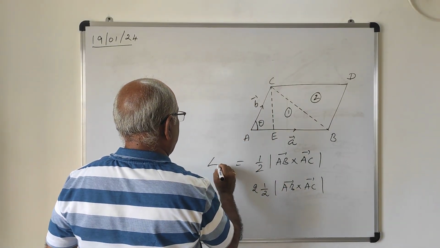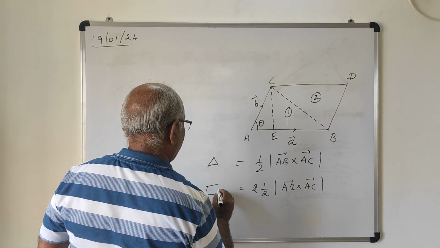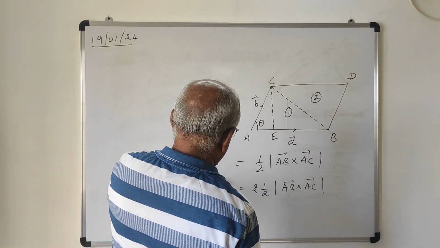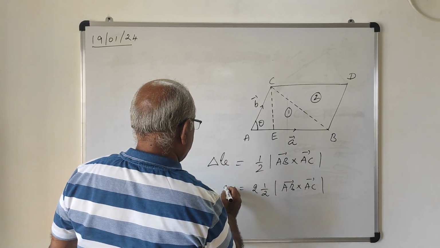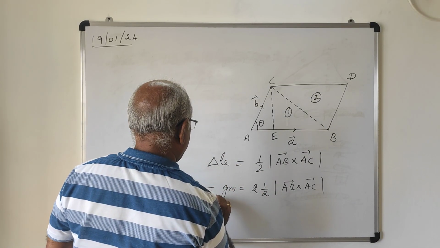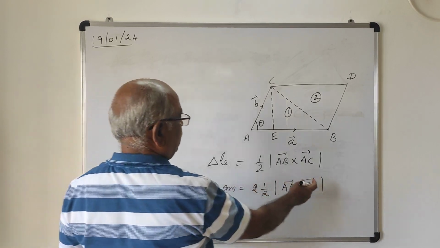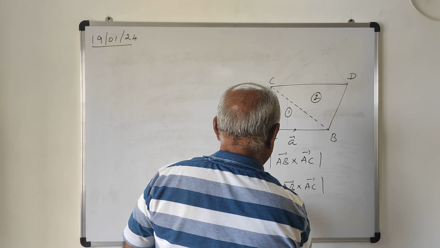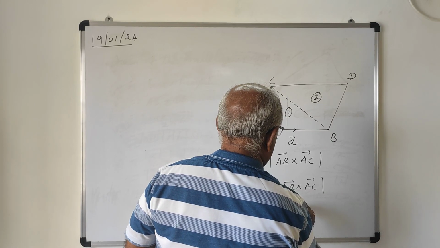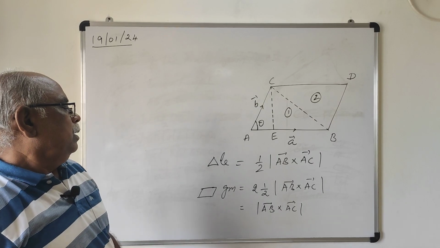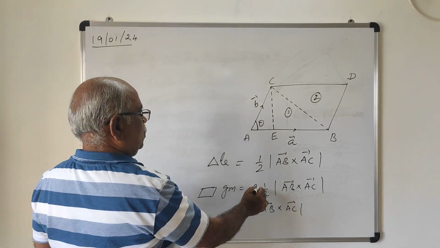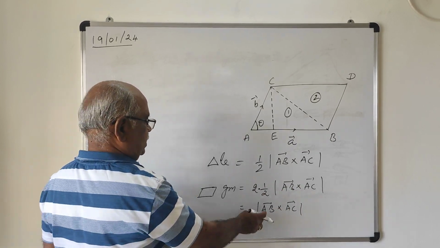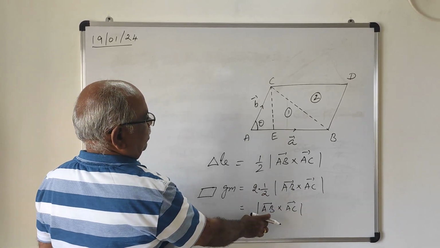This is the area of the triangle. This is the area of the parallelogram. Two times half is just 1, so you cancel, and you get AB cross AC. This is the area of the parallelogram.